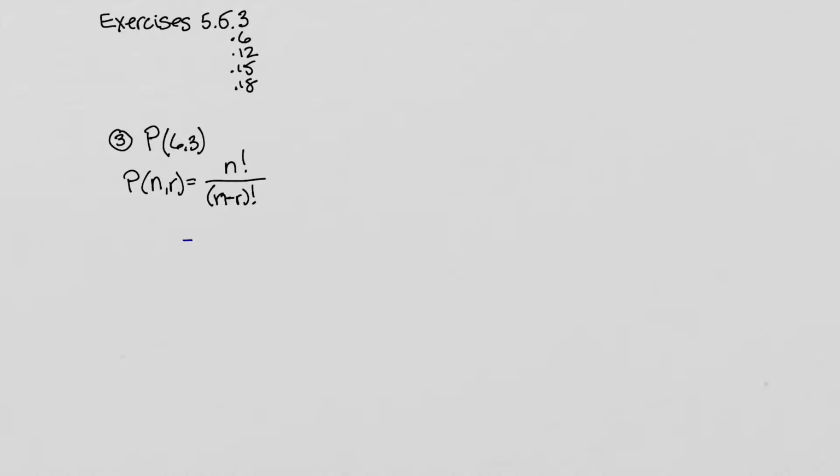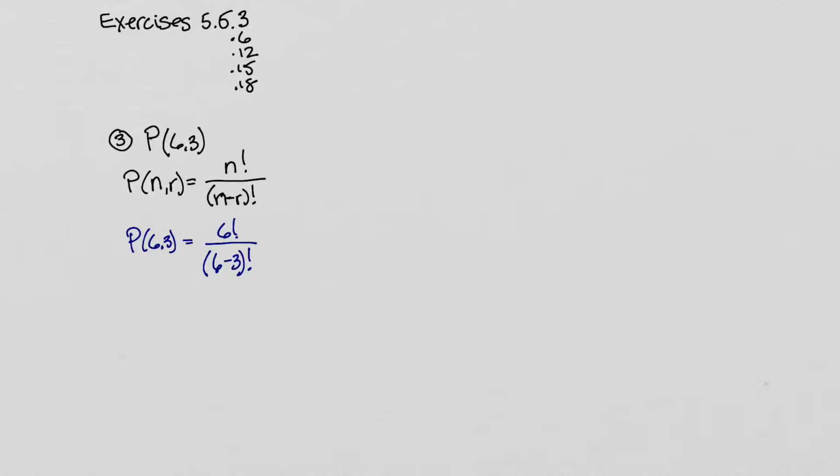And in problem number 3, we're computing permutation of 6 objects 3 at a time. So we're going to have in the numerator 6 factorial, right? That's n. n here is 6, the first component. And in the bottom, we're going to have n minus r, 6 minus 3 factorial, right?